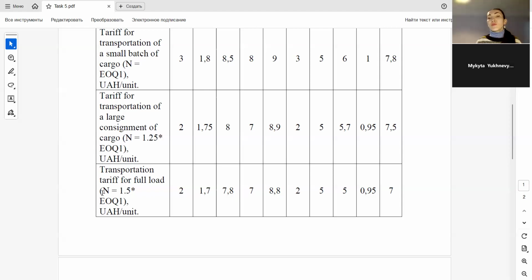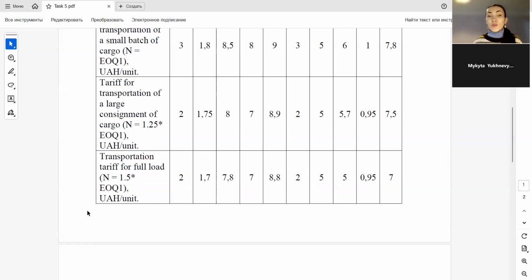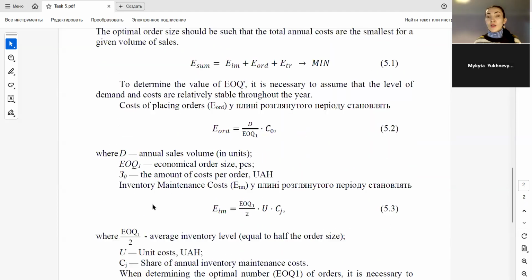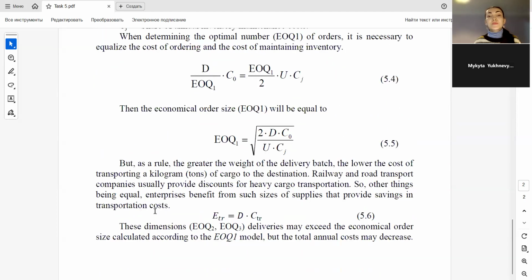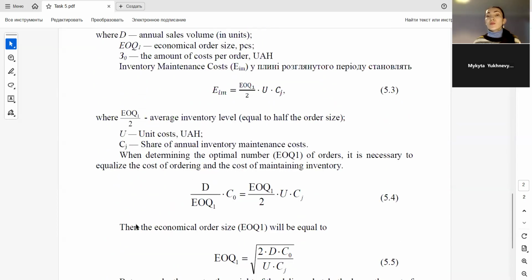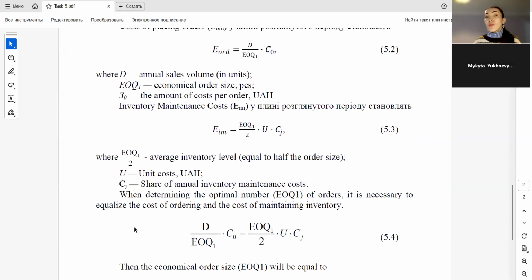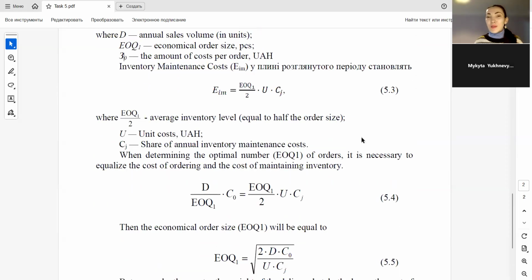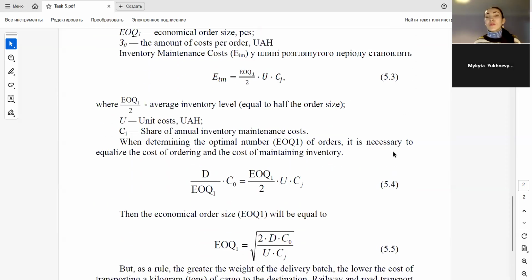We find it, and for our next calculation, we will use these different values of EOQ and find how much it will cost. So we use the next formula, 5.3, from the end to the start of our task.